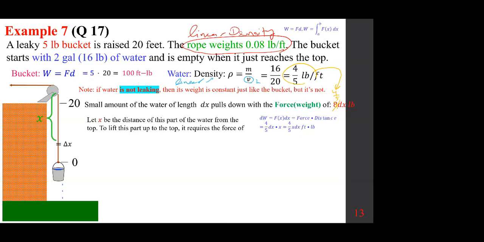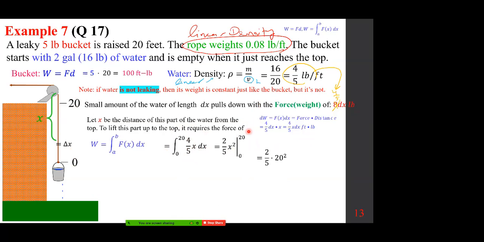Let x be the distance. And now basically you calculate the integral of f of x dx from a to b, which means from 0 to 20. So the hardest part is to figure out this one, okay, class? This is a simple calculation, okay? So this is 4/5 times 1/2 x squared, or 2/5 x squared, from 0 to 20. You replace the x with 20, becomes 400. And you come up with the answer 160.